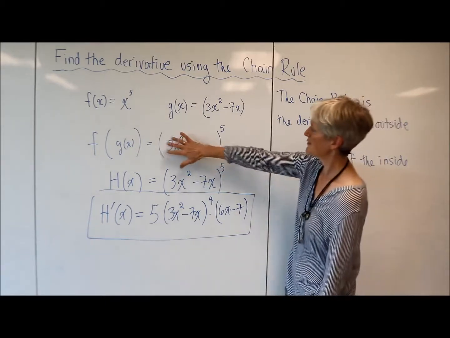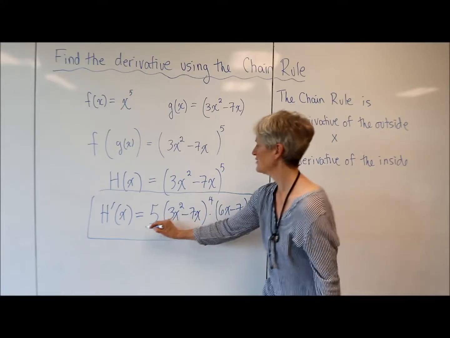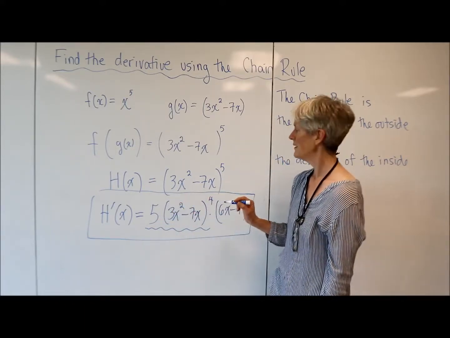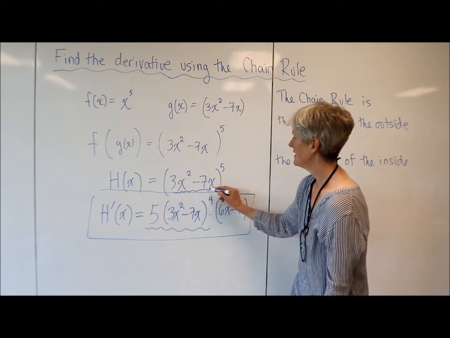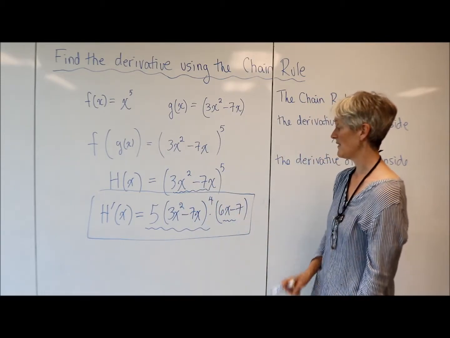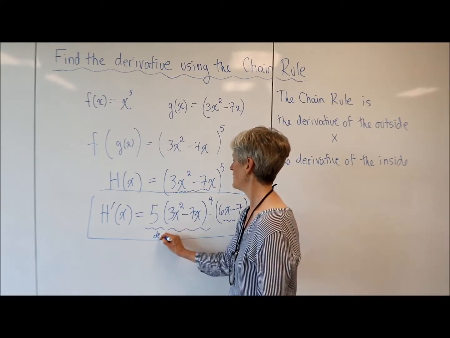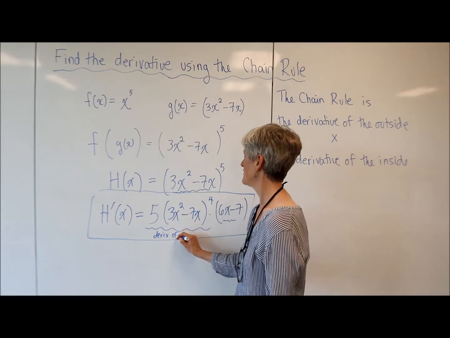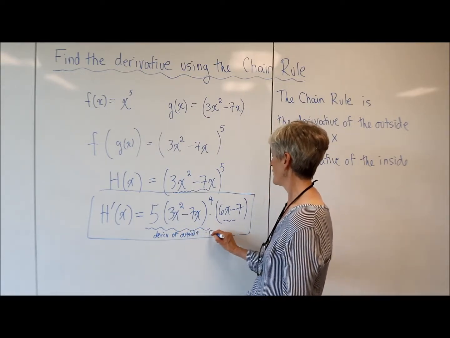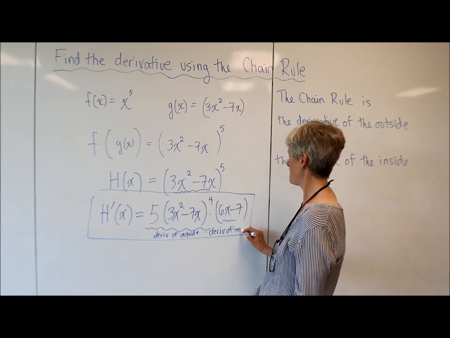So you think of this function, the outside function is raised to the fifth. So here's the derivative of the outside, 5 times that to the fourth. The inside is my 3x squared minus 7x. The derivative of 3x squared minus 7x is 6x minus 7. So this is the derivative of the outside times the derivative of the inside.